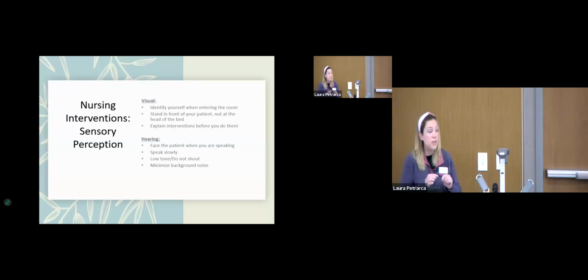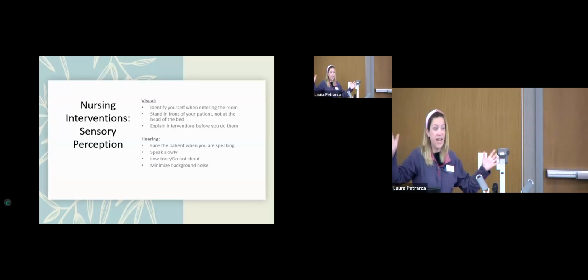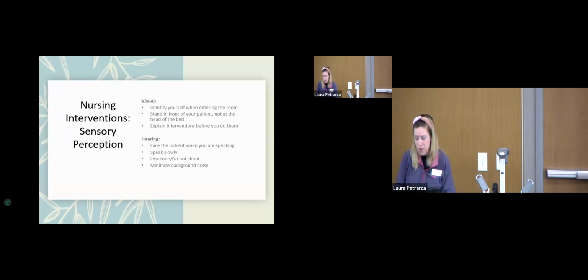And you're going to want to remember this: low tone. You don't want to speak way up here in a high tone because they can't hear that well. So make sure that you have a low tone, and for the love of God, don't shout. That doesn't help at all. Just be there right where they can see you. Speak slowly and at a low tone.